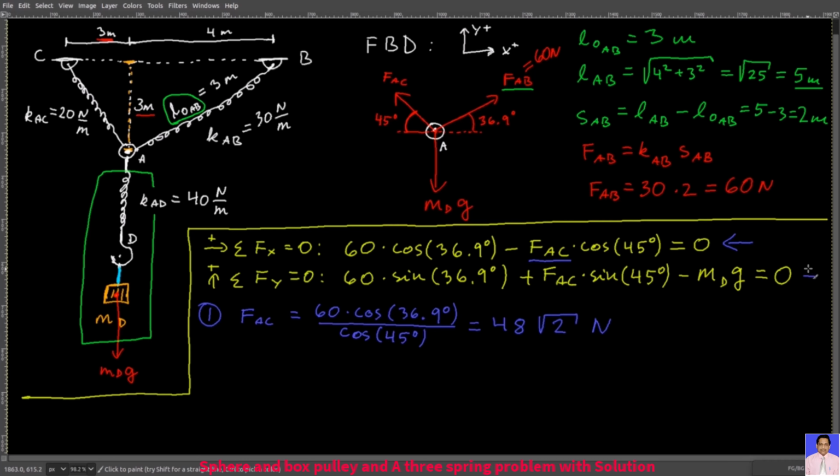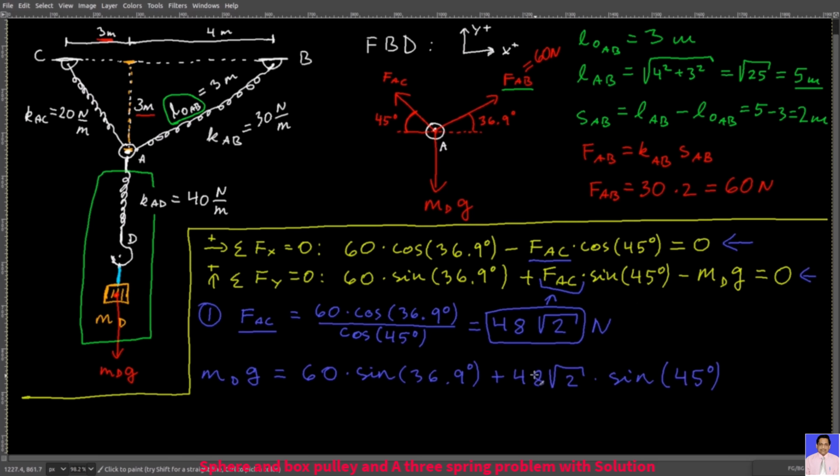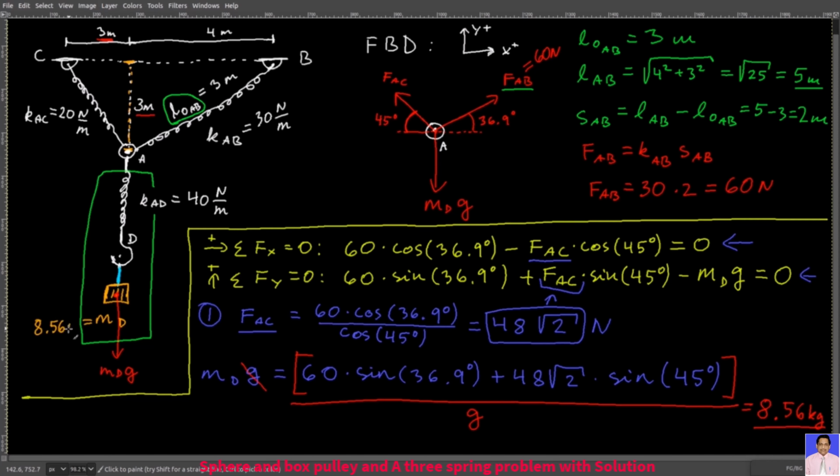And then I take the second equation. Since I know my FAC, I can simply put it here. And so md times g, I'm just going to put it to the other side, and it equals this one. And then what I can do is divide all this by g, so this g will go away. And that will give me 8.56 kilograms. So the mass of this box equals 8.56 kilograms. Thank you very much.